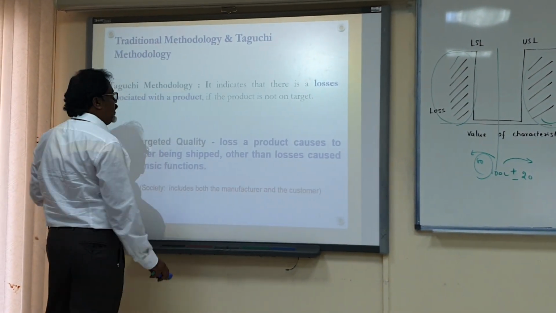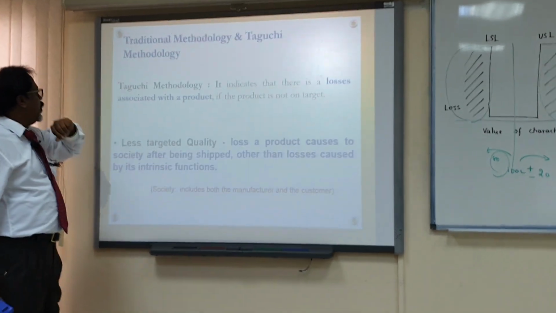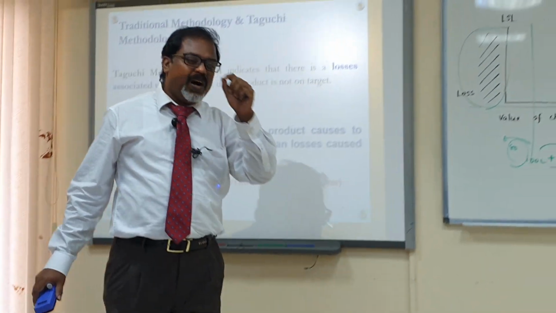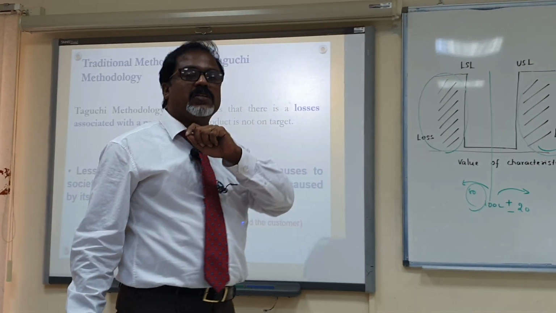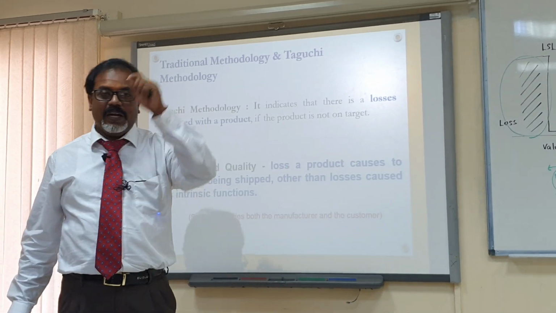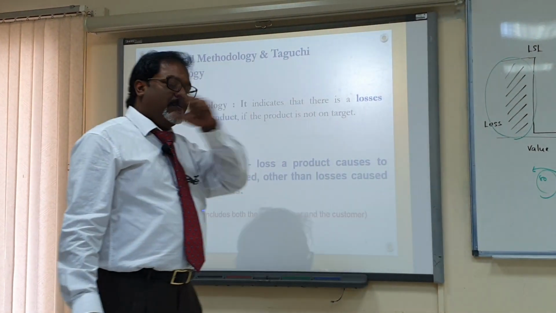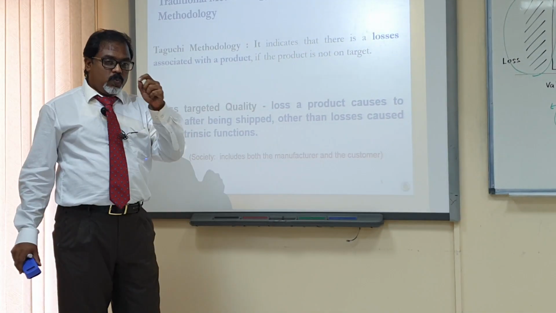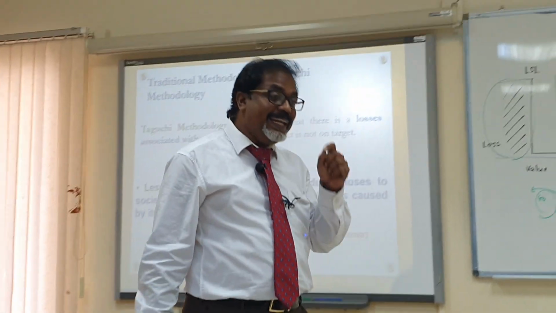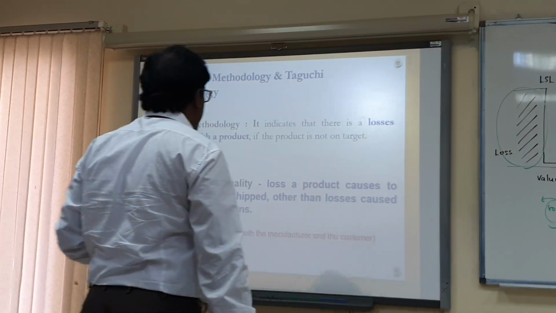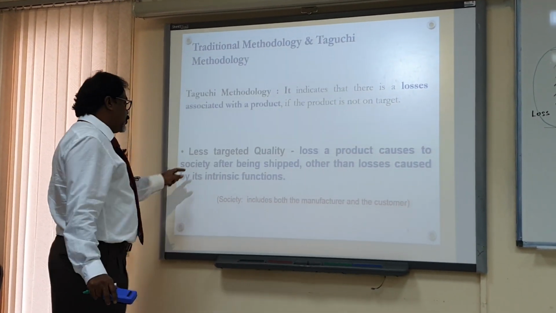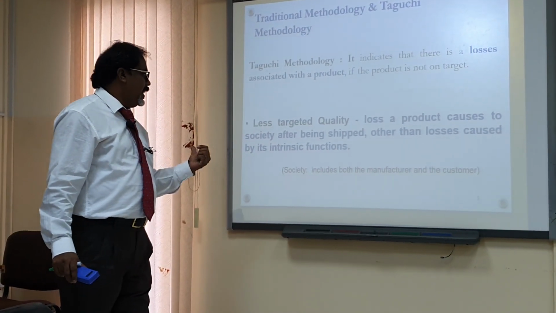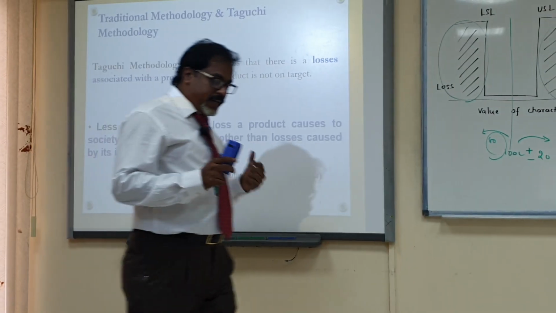Taguchi methodology indicates that there are losses associated with the product if the product is not on target. If your product is not achieving the exact target, definitely there will be some loss. This is what Taguchi is saying. Less targeted quality product: loss your product causes to society after being shipped, other than losses caused by its intrinsic functions. So what does it mean?